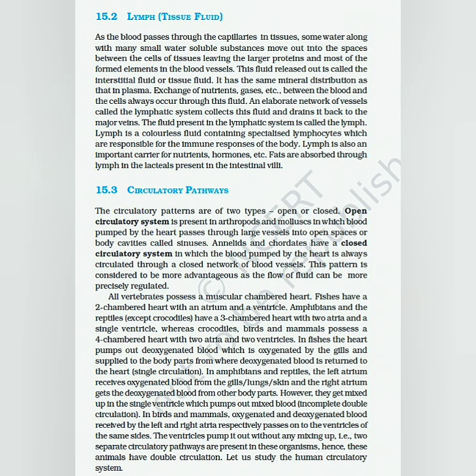This is incomplete double circulation. In birds and mammals, oxygenated and deoxygenated blood received by the left and right atria, respectively, passes on to the ventricles of the same sides. The ventricles pump it out without any mixing up. That is, two separate circulatory pathways are present in these organisms. Hence, these animals have double circulation. Let us study the human circulatory system.